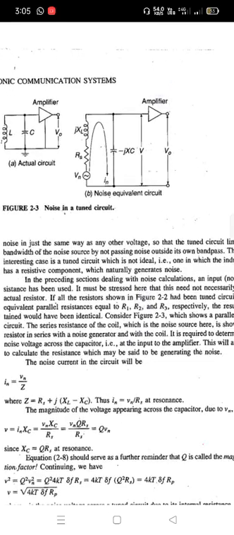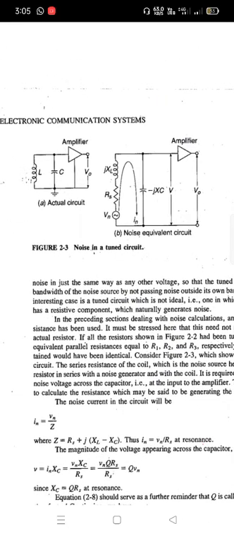Okay, this is the part of our today's discussion, these two. See here, the actual circuit is with L, C and amplifier. This amplifier is nothing but the operational amplifier, whereas the noise equivalent circuit is what we have drawn. As there is a frequency dependent component, we have replaced the C by minus jXc and L by jXL, and Rs is the internal resistance of the inductor, whereas Vn is the noise voltage.